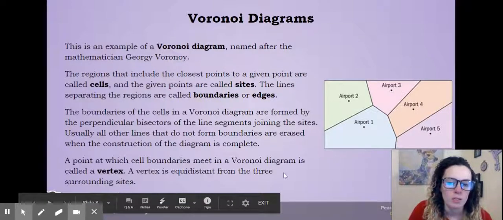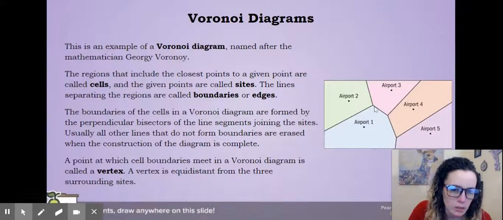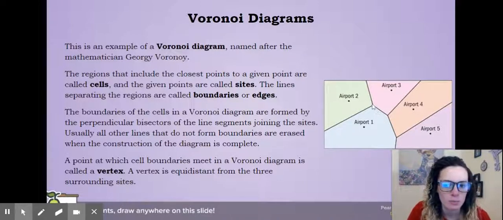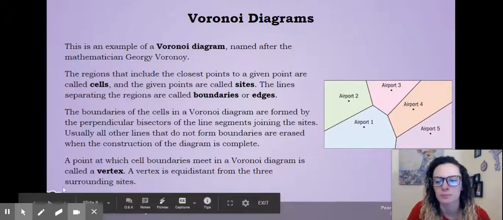The point where cell boundaries meet in a diagram is called a vertex. So for example, this point right here, where the perpendicular bisectors between airports 1 and 2, 2 and 3, and 1 and 3 meet, is called a vertex, and it is equidistant from all 3 of those airports.